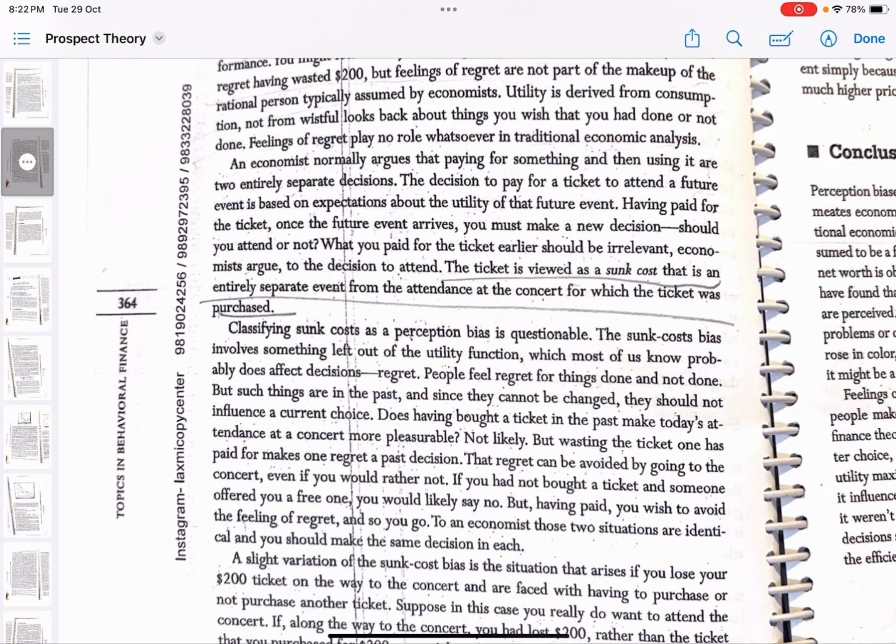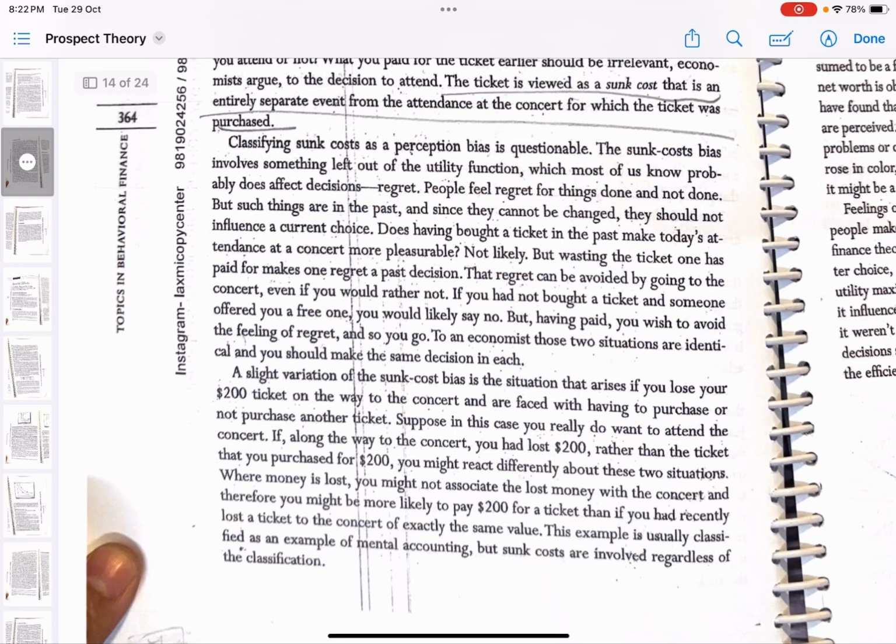So that's what the economists think, that that's the way a rational person or a rational consumer makes decisions. The ticket is viewed as a sunk cost that is an entirely separate event from the attendance at the concert for which the ticket was purchased. So sunk cost bias means that the event booking for something is a different event, and actually going and attending it is a different event.